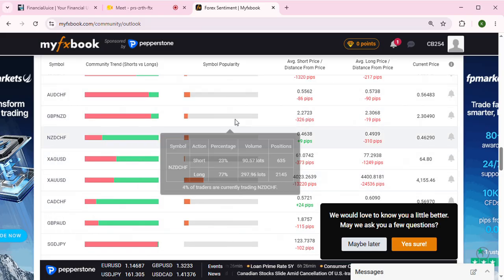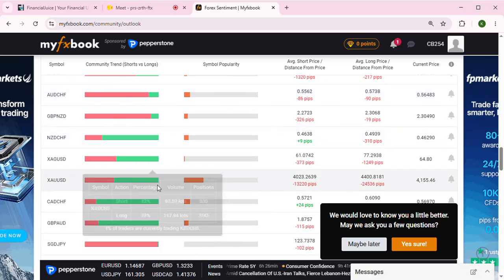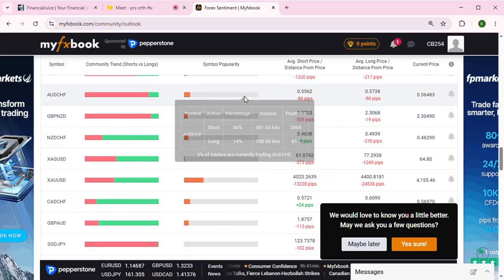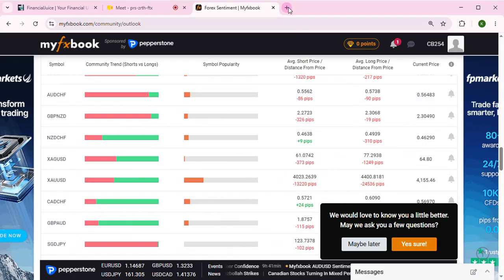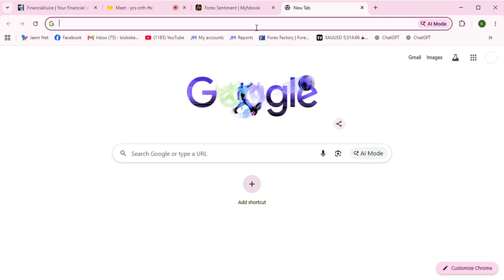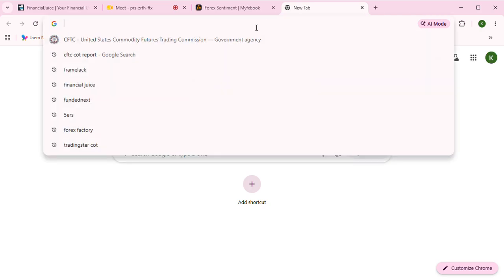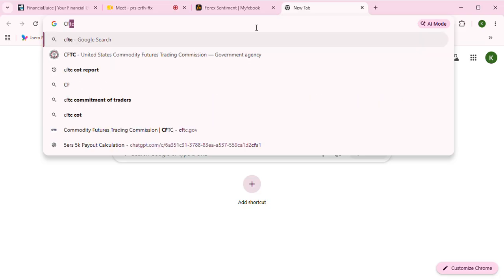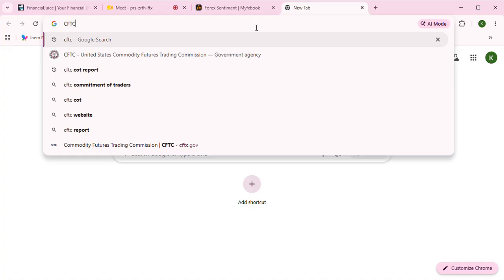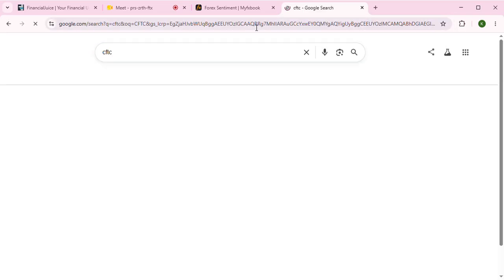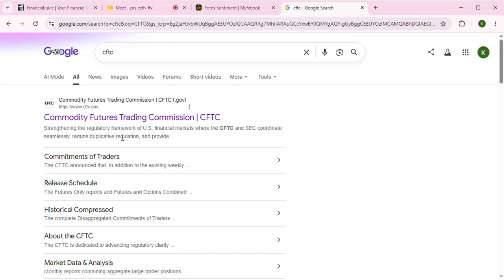So this is one of the websites you can access the COT report. These are not that detailed. If you want to get a more detailed report, you can go to this website, CFTC, that is Commodity Futures Trading Commission. This is the website you can come to, and once you are on that website, let it load so that I can direct you to where you can go.